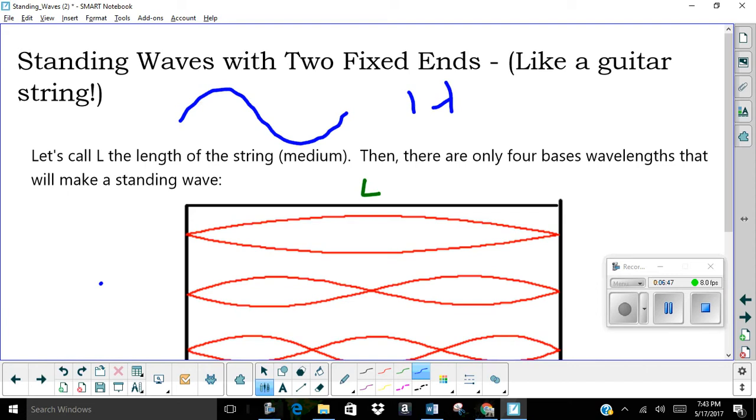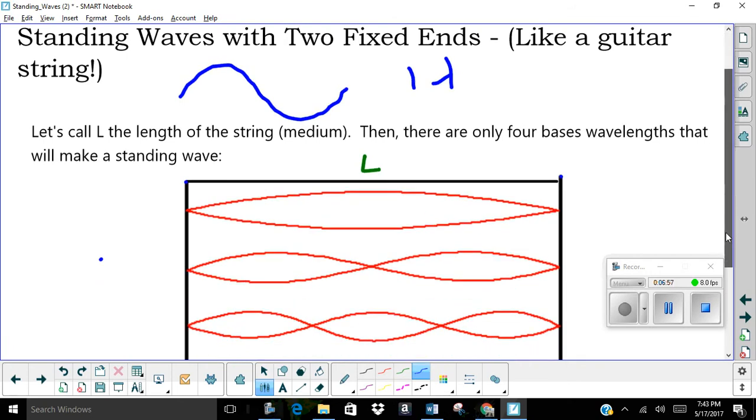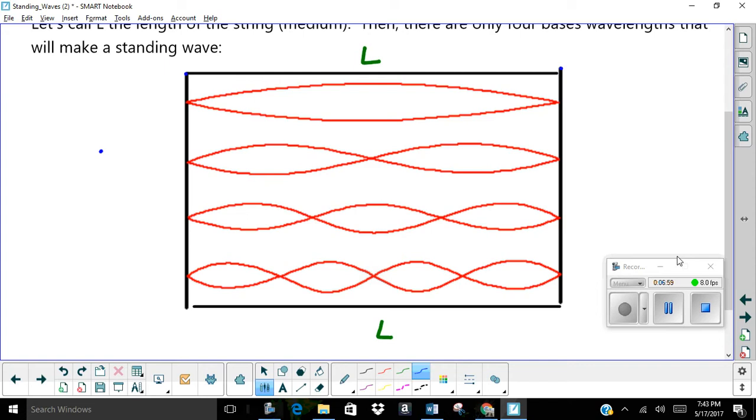So if I consider the length of the string, capital letter L, there are, in this particular picture, 1, 2, 3, 4 different what we call harmonics that can form standing waves. The first one here, you'll see that the wavelength, you don't have a complete one. You have half of one. You have only from equilibrium to a maximum and back to equilibrium.